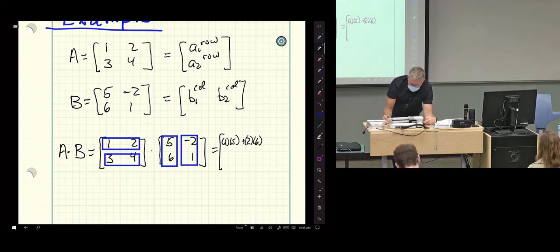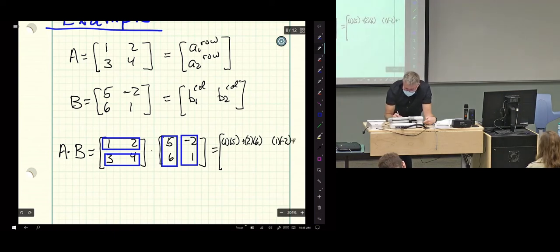Now let's do the first row and the second column. So we have, I'm gonna have to squeeze this in, 1 times minus 2 plus 2 times 1. So that's 0.